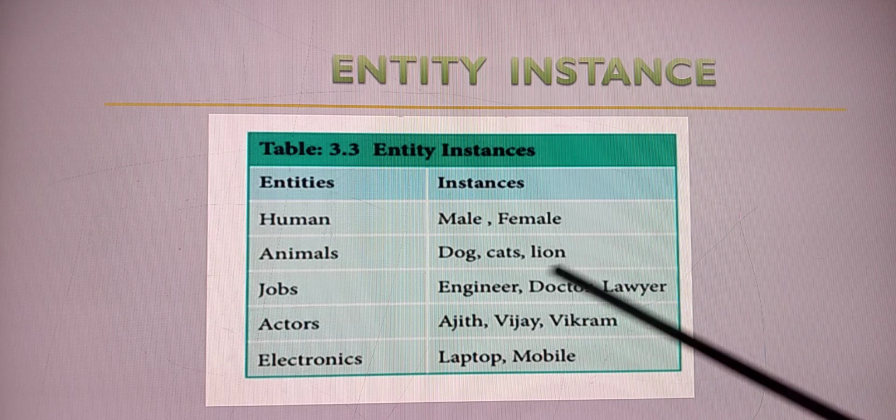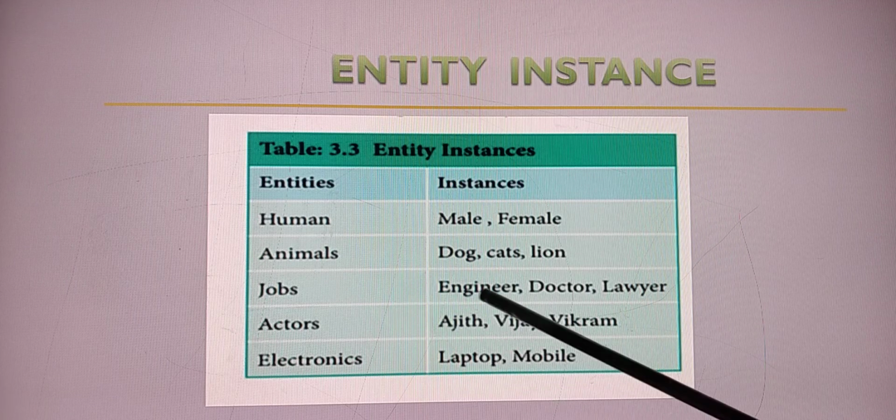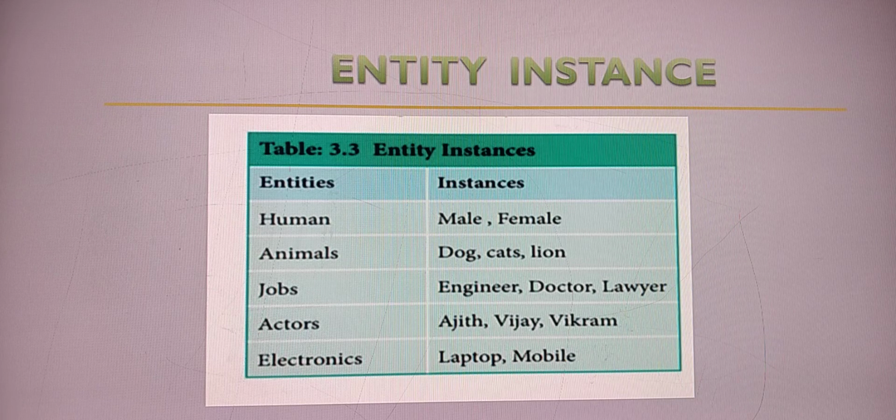The next one is your job. Under job there are many jobs available: engineer, doctor, lawyer, teacher. Many professions are there. Next you are having the names of actors, and next the names of electronic devices that are available.